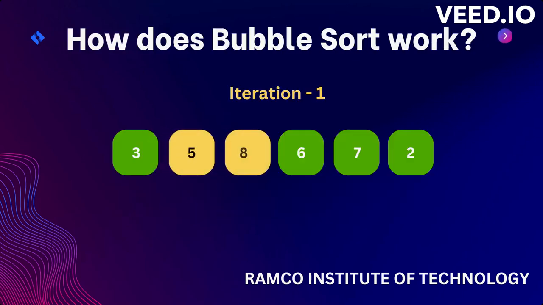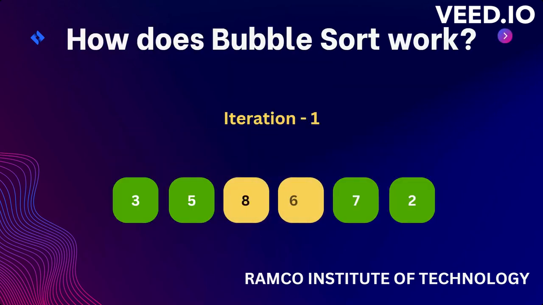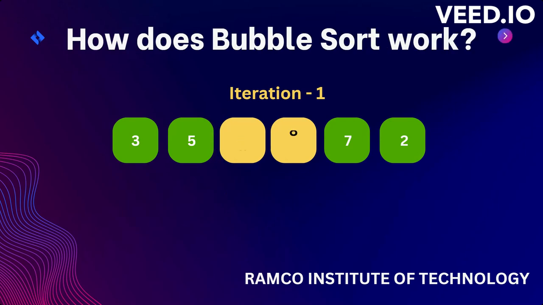Then the next two elements, that is 5 and 8, are compared. Here they are in the proper order, so no swapping is required. Next, the next two elements 8 and 6 are compared. Here 8 is greater than 6, hence swapping is required. So 8 is replaced by 6 and 6 is replaced by 8.